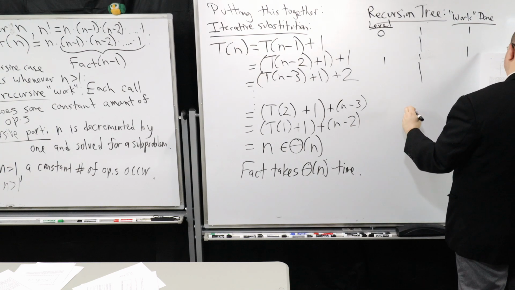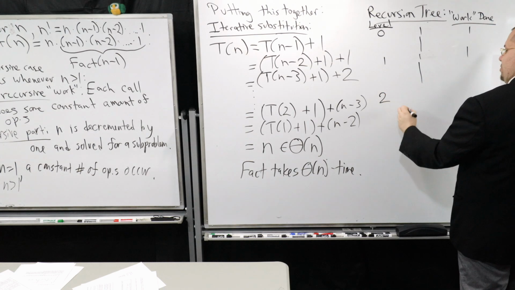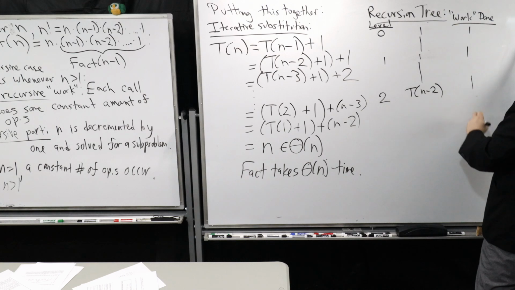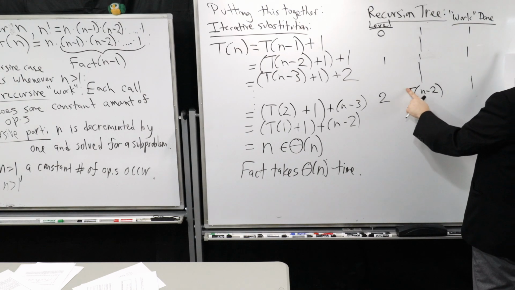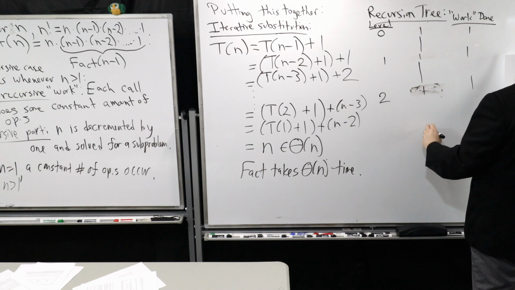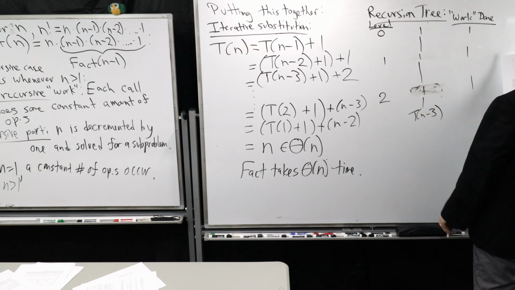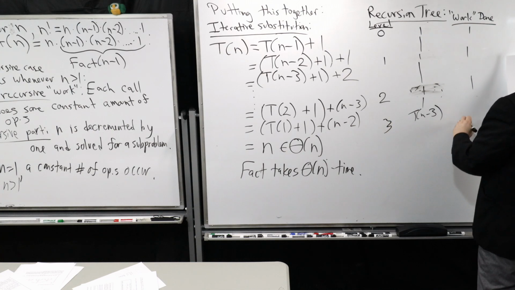But I'm just going to keep track of how much work gets done at each one of the recursive invocations. So when I have level 2, this would be when t of n minus 2 happens. The amount of non-recursive work that happens is 1, and I call t of n minus 3, right? The amount of non-recursive work that happens here is 1.